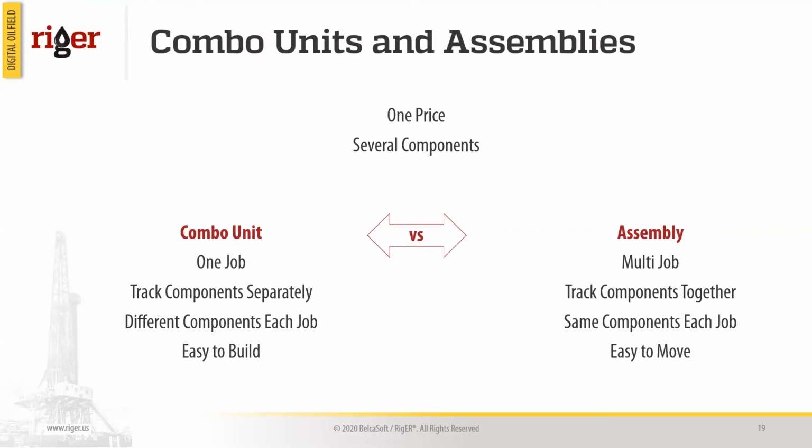The difference between combo units and assemblies is that a combo unit, as I already said, is used for a specific job, so you need to assign individual unit numbers or asset numbers on the rental tickets, but an assembly is used for multiple jobs because it's already been built with preset components and different equipment on it. Also, you can easily build a combo unit for each job, but an assembly allows you to move it easily between different jobs.